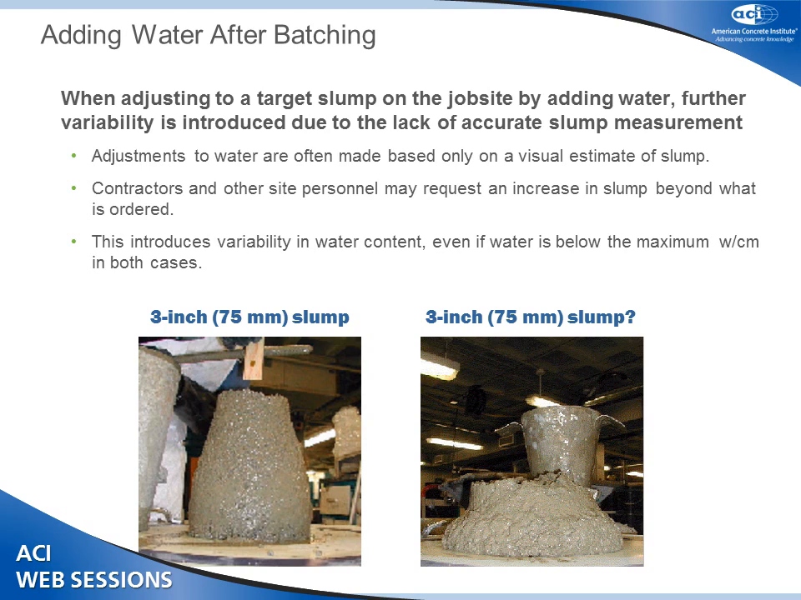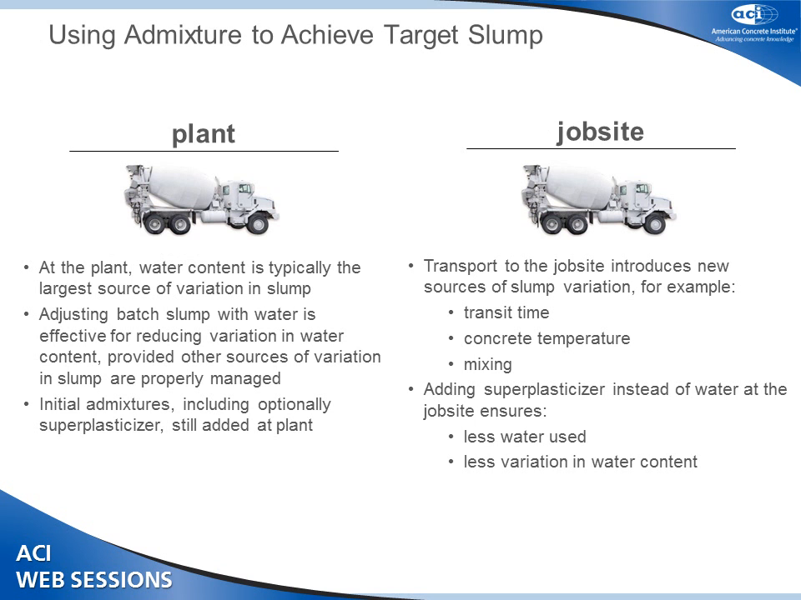So if you're adjusting to slump with water at the job site and you're not measuring the slump accurately, then obviously you're going to get more variability in the total water content added. How can we address that? Well, one way, as I alluded to before, is measuring the slump and measuring the amount of water added and controlling the amount of water added.